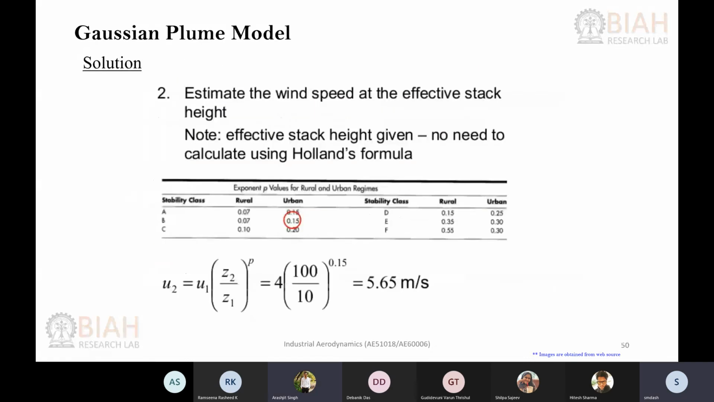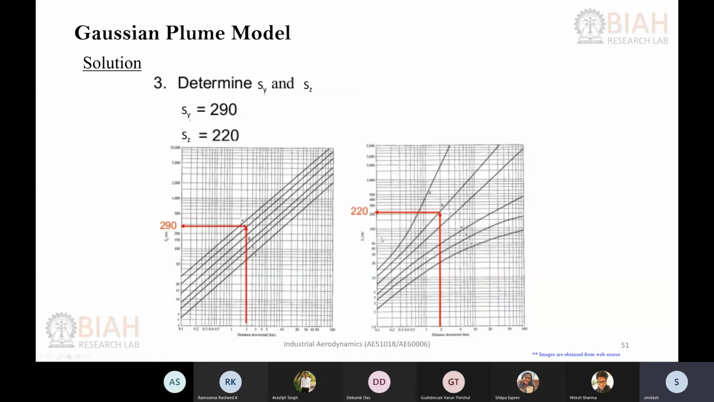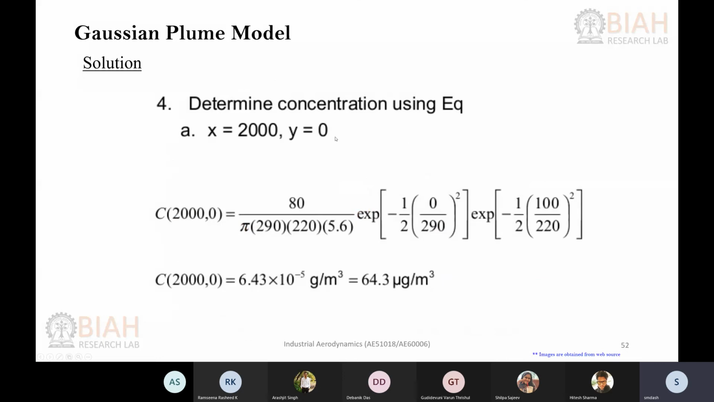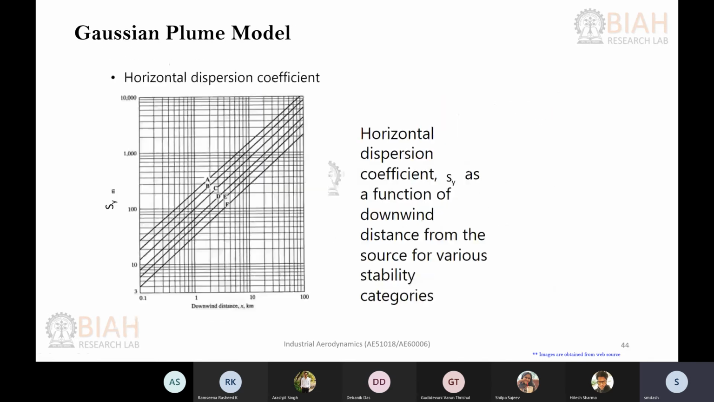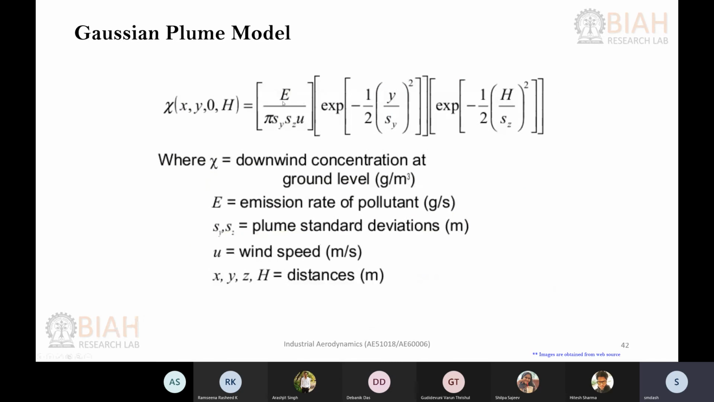So here you can find sigma y and sigma z. Now I think everything is known to us. If you see the formula, let me quickly go back. E is your emission rate, which is known to us. Sigma y and sigma z we just derived. U is your wind speed, and we also obtained the effective stack height. H is your effective stack height, already given to us as 100 meter.